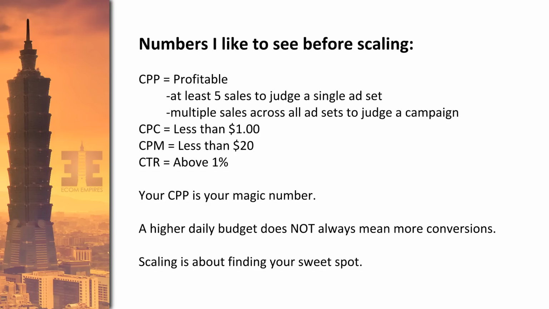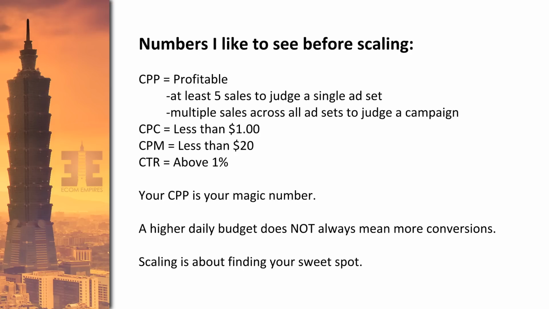Now, numbers that I like to see before scaling, right? Numbers to give you an indication that you can scale. Your cost per purchase, of course, should be profitable, and that should be profitable to at least 5 sales on an ad set. All right, for me. Some people might scale earlier, but I want to see at least 5 sales on an ad set that are returning a profitable return on ad spend. And if I'm judging a campaign, then I want to see multiple sales across a bunch of ad sets, right? Not just one ad set. To determine the success overall of a campaign, I would like to see multiple ad sets having sales.